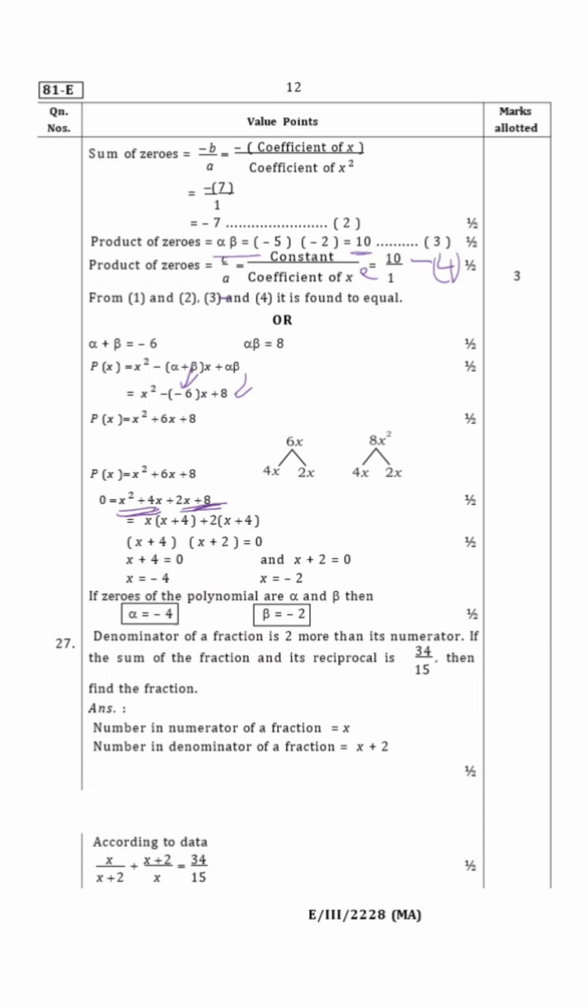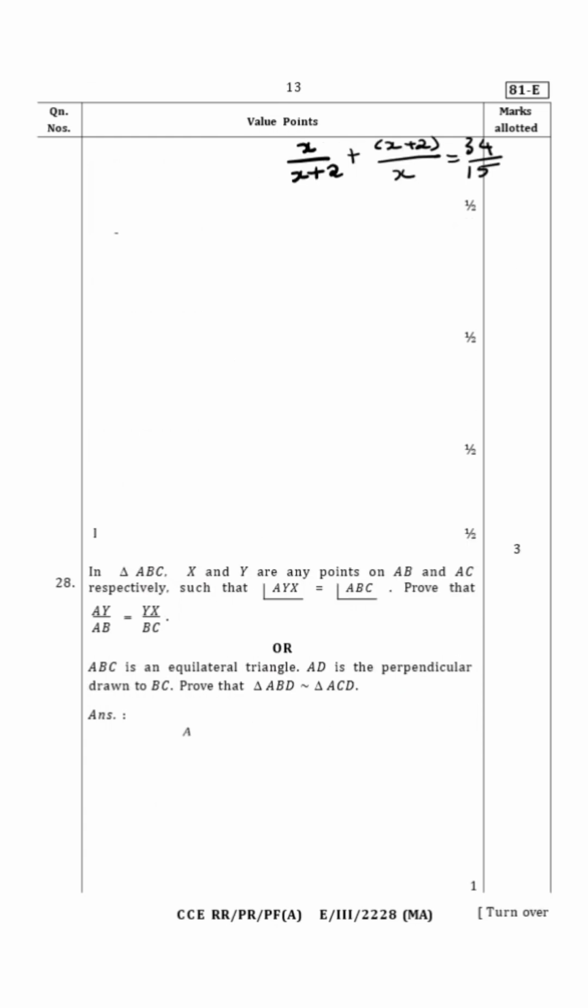What is the reciprocal of the fraction? The fraction is x by x plus 2. The reciprocal is x plus 2 by x. The sum of it, what is it? x by x plus 2 plus x plus 2 by x is equal to how much? It is given as 34 by 15. Now we have x upon x plus 2 plus x plus 2 upon x is equal to 34 by 15.